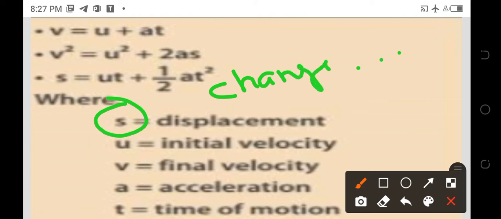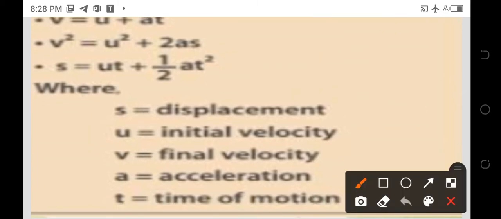So here, what is s? s means displacement, changing position from one place to another place is called displacement. u is initial velocity. v is final velocity. a is acceleration. t is time of motion, the required time. So here s, u, v, a, t are the parameters in these three equations.